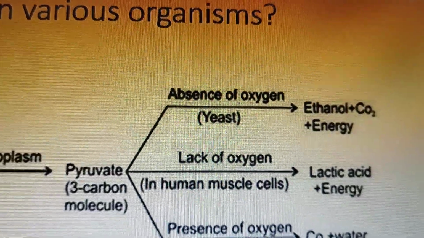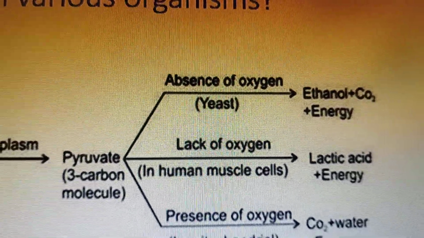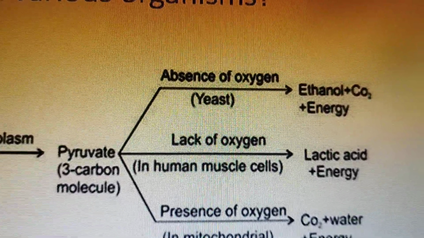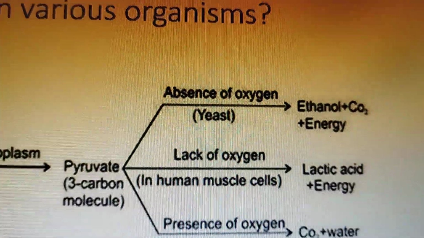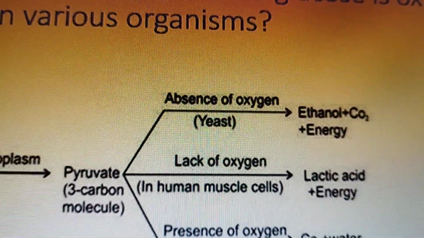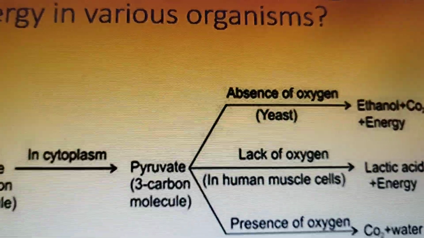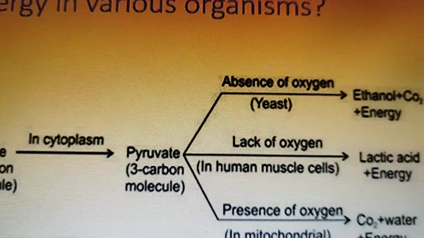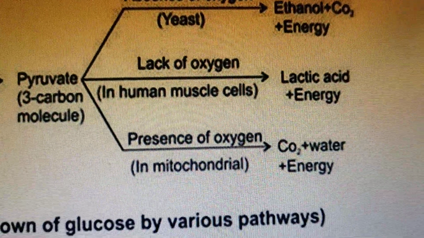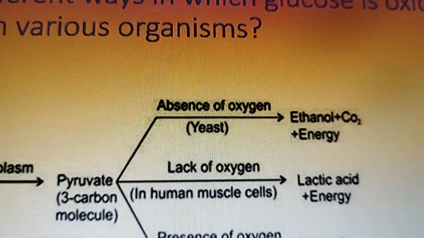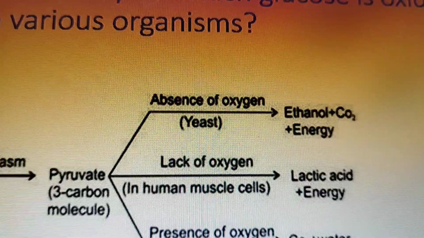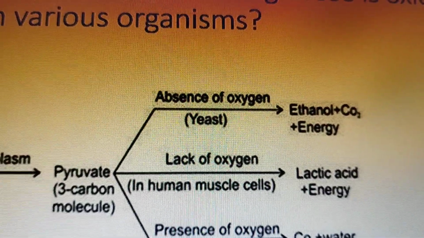Or sometimes we observe that our muscle cells are paining. Maybe we play after 1 or 2 months, and suddenly our muscle cells are paining. Why? Because in our muscle cells there is a formation of lactic acid. There also the same process occurs. Glucose is converted to pyruvic acid, but due to lack of oxygen, it will not go to the mitochondria. It stays in the cytoplasm only, and here the pyruvic acid is converted to lactic acid, which gives very less energy, and that's why we feel pain.